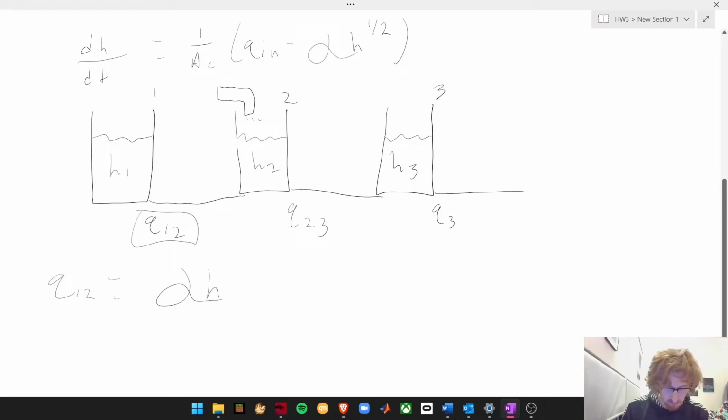We're going to have some proportionality constant multiplied by the square root of the difference in height between the tanks. So instead of just writing down our h to the 1/2, we're going to have the difference in heights between tank 1 and tank 2.